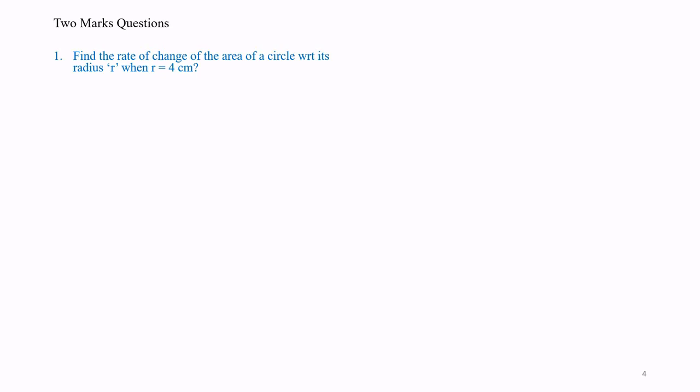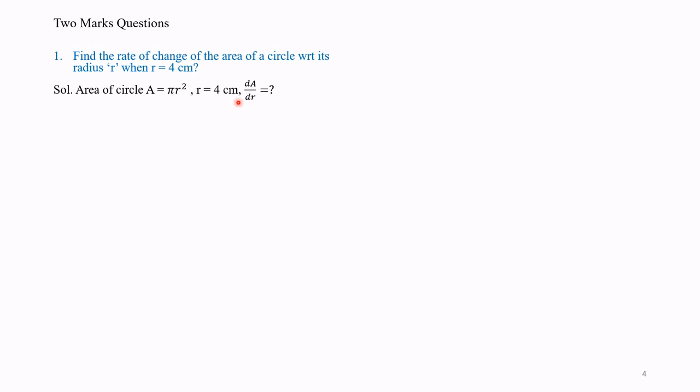First one: find the rate of change of the area of a circle with respect to its radius r, when r is equal to 4 centimeters. Here the area of a circle is asked. Solution: the area of a circle A is given by the relationship pi r squared. This we have studied in our higher secondary school mathematics. It is given that r is equal to 4.